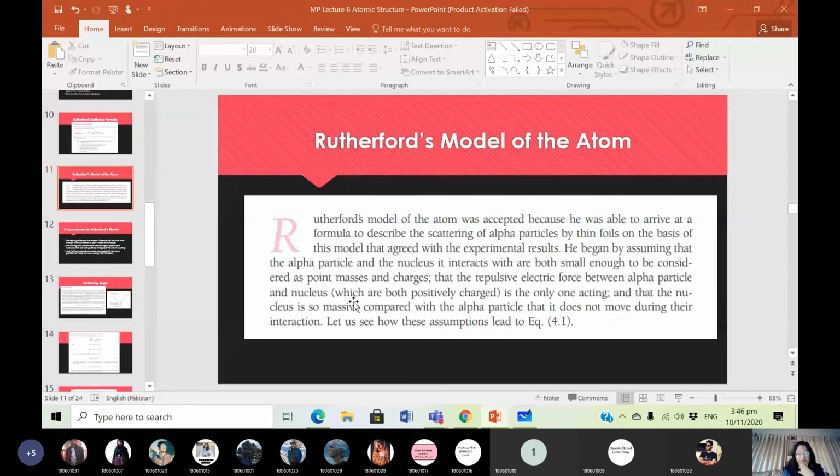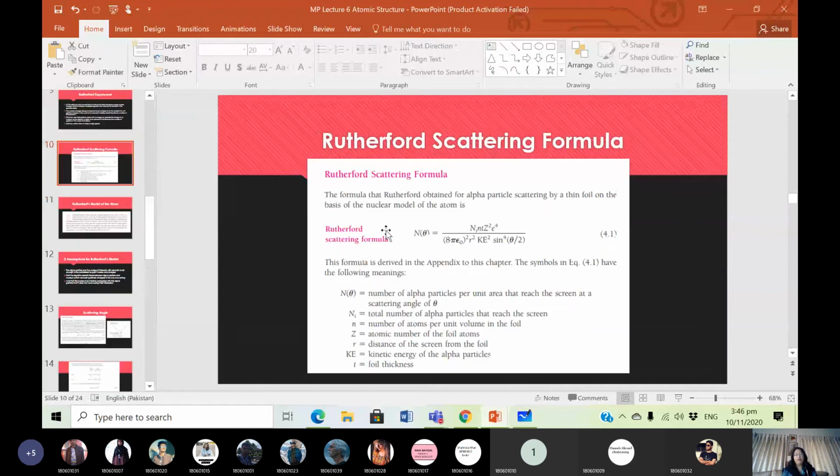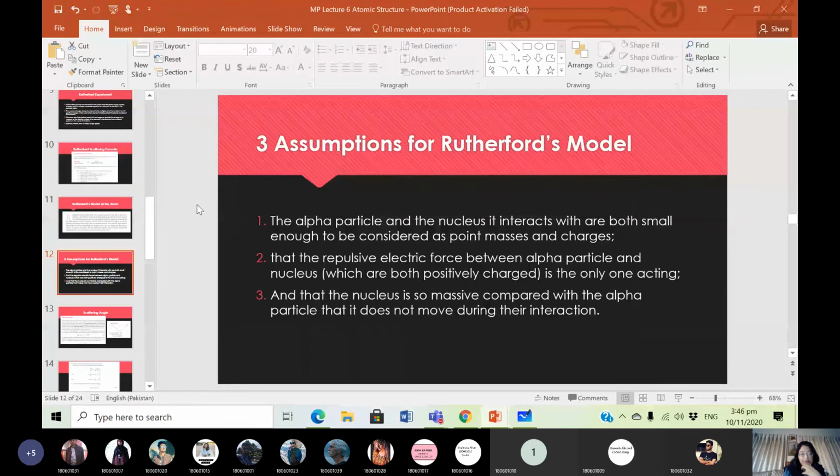Number three, the nucleus is so massive compared with the alpha particle that it does not move during their interaction. So these are three assumptions that we are making. These three assumptions lead to equation 4.1, which is this equation. And we're going to use these assumptions for our derivation. And this is just a repetition of those assumptions.